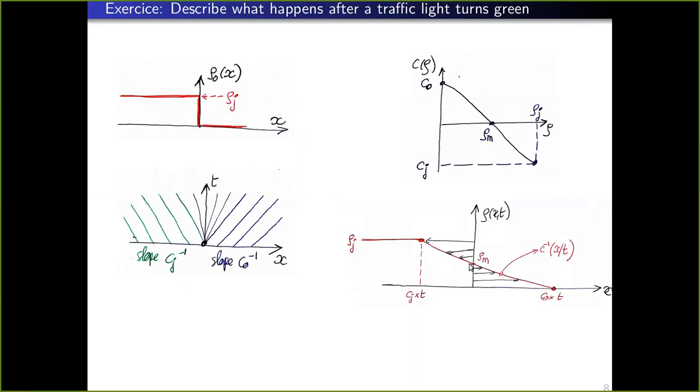And indeed, this is what happens when you wait at the traffic light. If you're here, for instance, you see that the first cars start moving before you do. You need to wait a certain time until you are reached by the modification of density. So this was this small exercise of traffic flow.